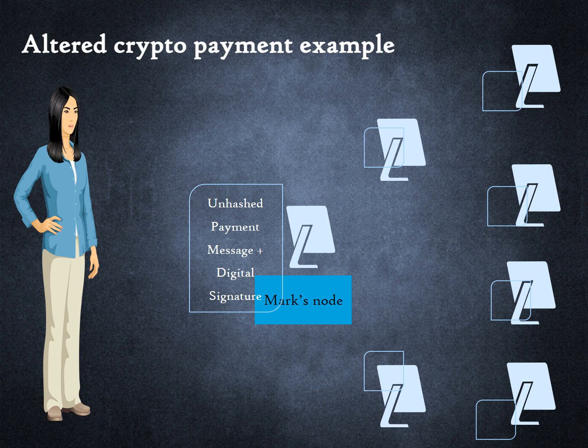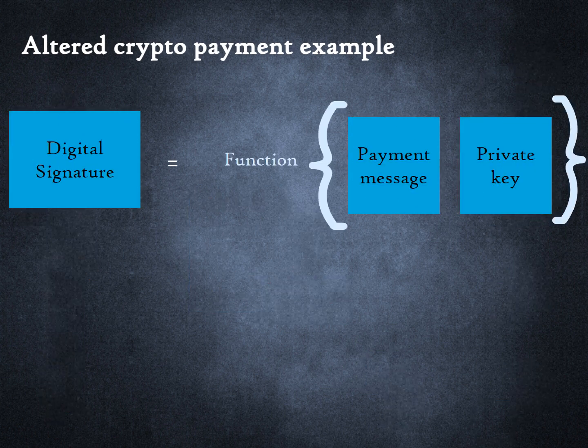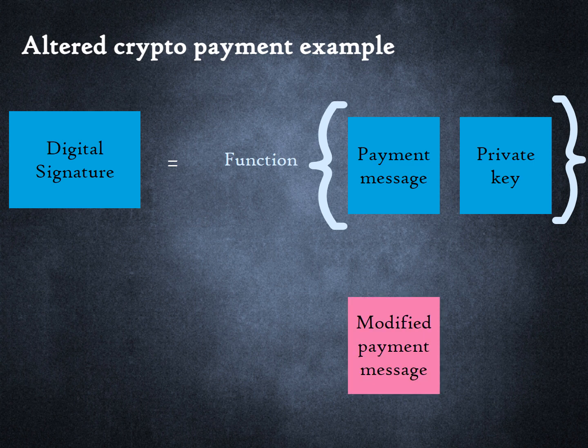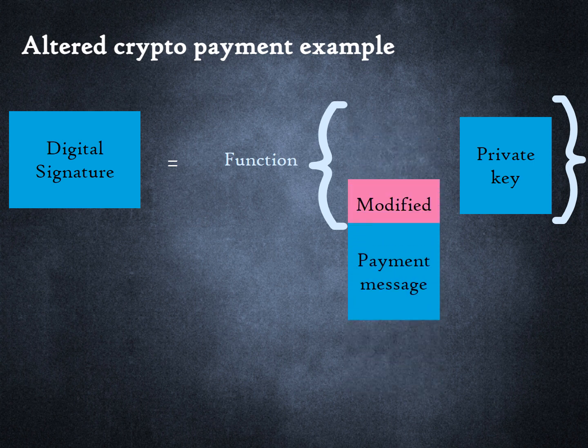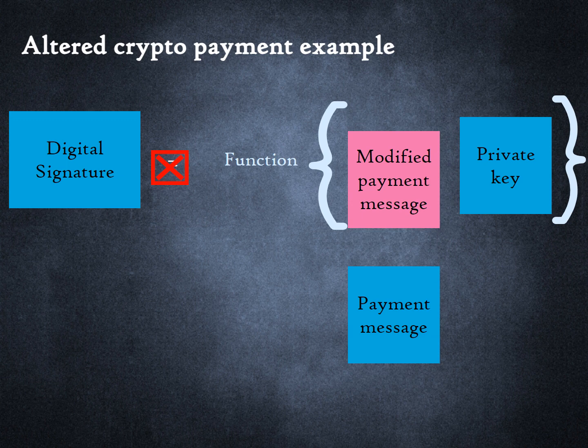Each of the nodes runs a software program that validates transactions. The digital signature that Alice attached to the payment is derived from a combination of the payment message and the private key. Hence, if the payment message is changed, the software program that is validating Alice's transaction would immediately flag that the hash of the message that was used to create the digital signature does not match the hash of the current message. Hence, the transaction will be rejected by other bookkeepers even if Mark approved the corrupted transaction.